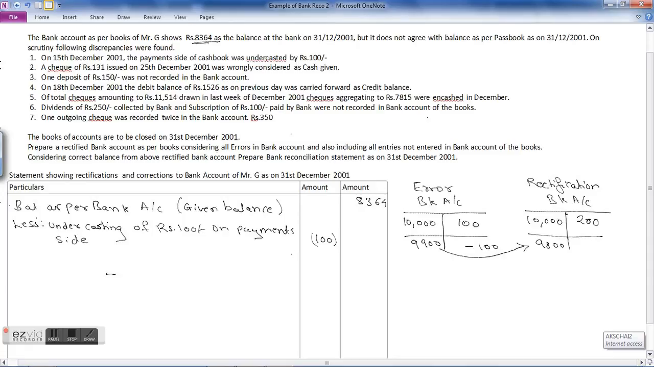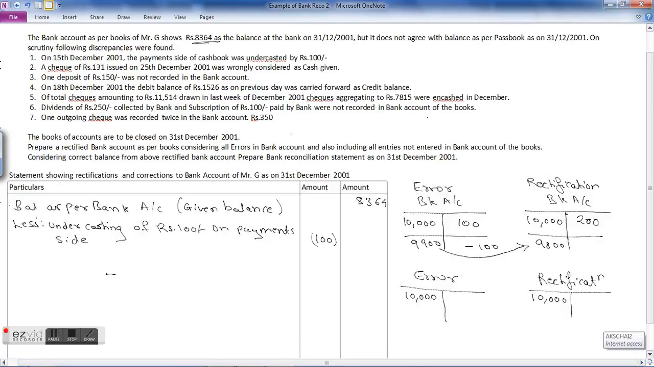Next, a check of rupees 131 issued on 25th December 2001 was wrongly considered as a cash given. So what has happened now? Let's see, error and rectification. Now again we'll take bank account balance of 10,000 rupees debit. Okay, a check of rupees 131 issued on 25th December was wrongly considered as a cash given.